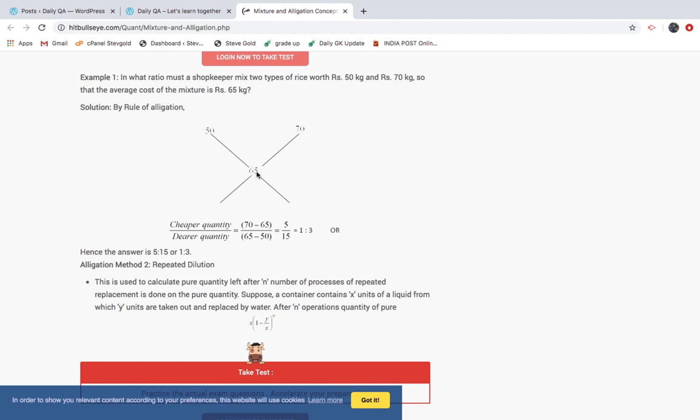So we write that like this. Here 65 minus 50, which is 15, and here 70 minus 65, which is 5. So 5 to 15, that is 1 is to 3. Hope you got it. So let's go back to the slide.